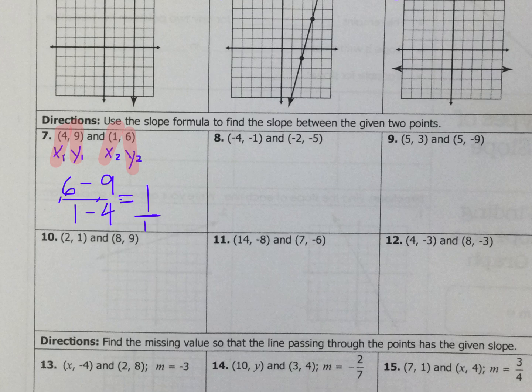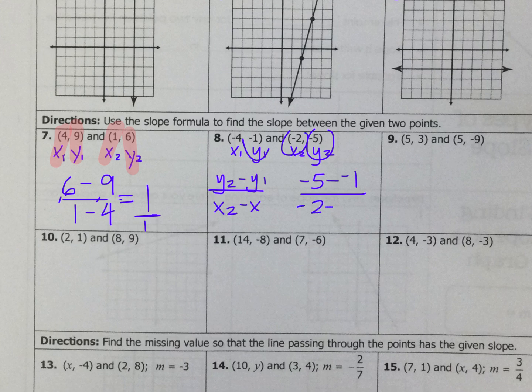All right, let's do one more example. x1, y1, x2, y2. Our formula is y2 minus y1 over x2 minus x1. My y2 is a -5 minus -1, our y1. -2 minus -4. I set up a fraction, type that straight in my calculator, and I get a -2. I put it over 1, and I have a rise over run.